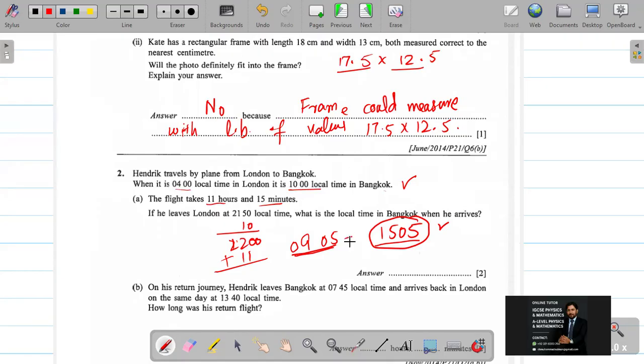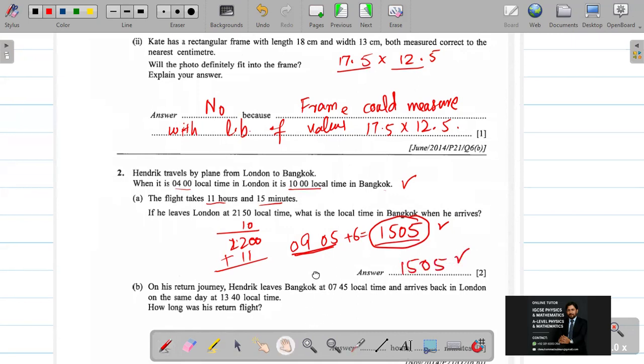I have added 6 hours here to get 15:05 as the arrival time in Bangkok. It is 15:05 over there as the local time.